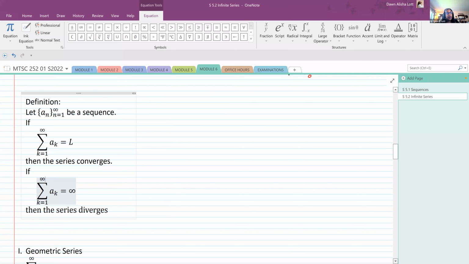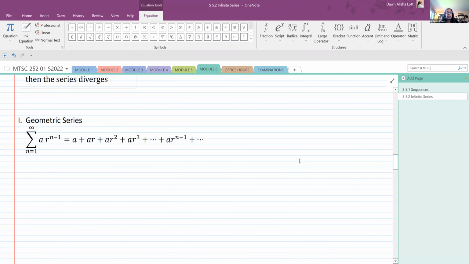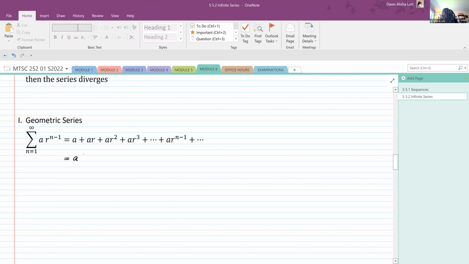Okay, so we're going to look at two series today. All right, so the first one is the geometric series. So this is the geometric series. The geometric series looks like the sum n equals 1 to infinity of ar to the n minus 1. And this is what it looks like. Some people factor out the a, it is okay. Some people factor out the a and write it as 1 plus r plus r squared plus dot dot dot plus r to the n minus 1 plus dot dot dot.